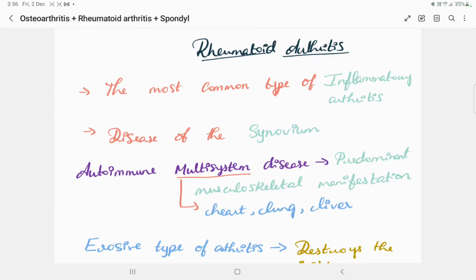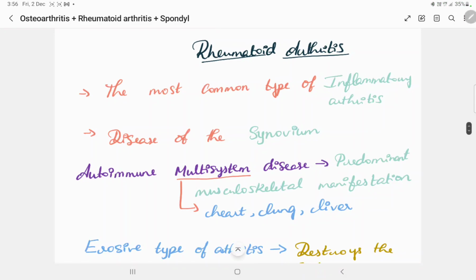In today's video, we'll be seeing about rheumatoid arthritis. The last video was about osteoarthritis, a degenerative condition, whereas rheumatoid arthritis is an inflammatory arthritis, and it is the most common type of inflammatory arthritis. This mainly involves the synovium, whereas osteoarthritis, we saw, involves the articular cartilage.